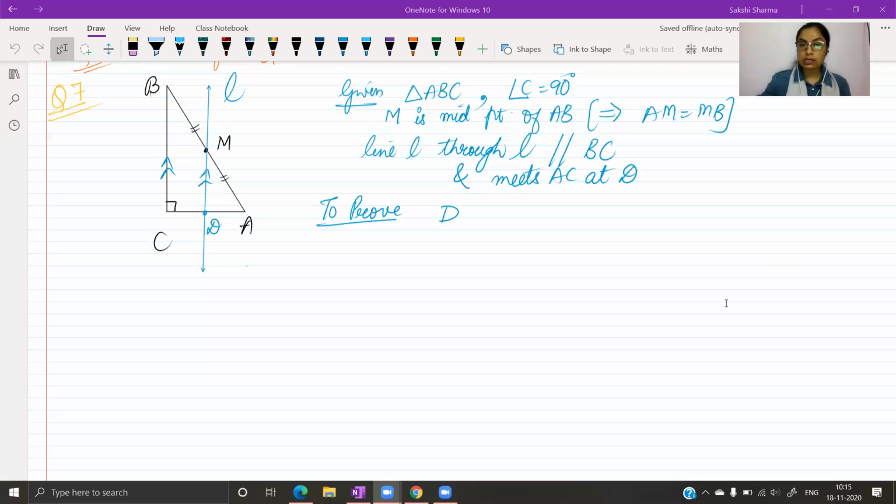So there are three results that you want to prove here. I'm just going to write these here. You can note it down from your question. D is the midpoint of AC, MD is perpendicular to AC, and then CM equals MA equals half of AB.